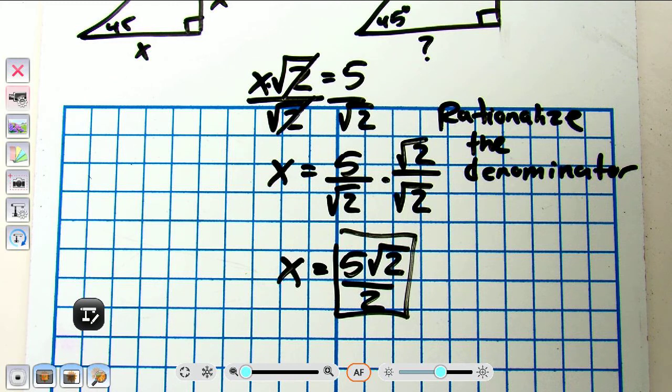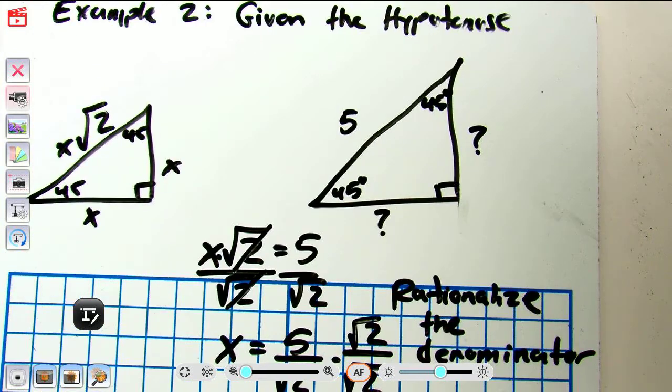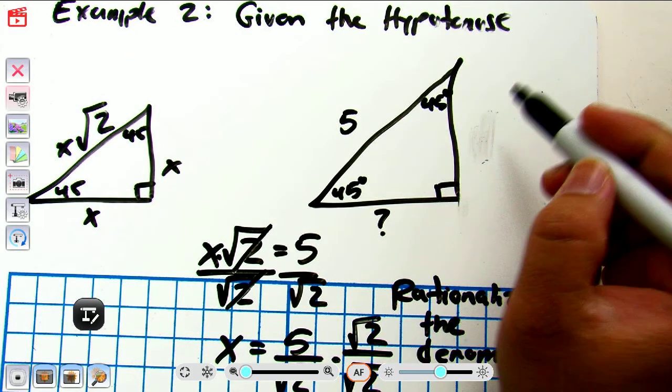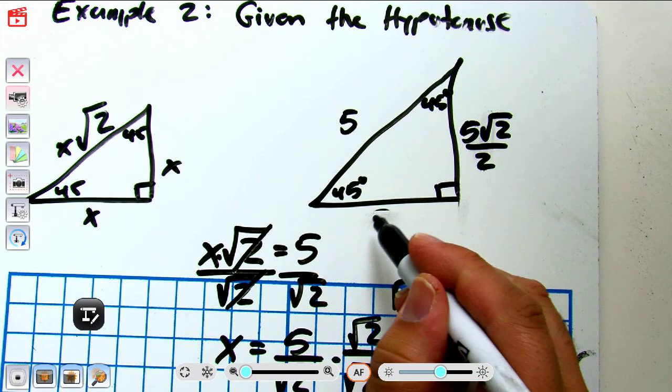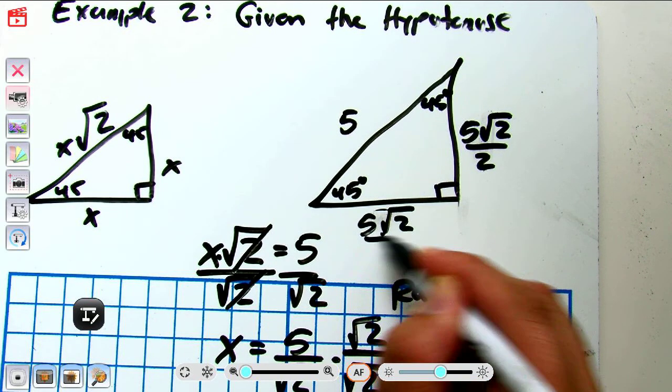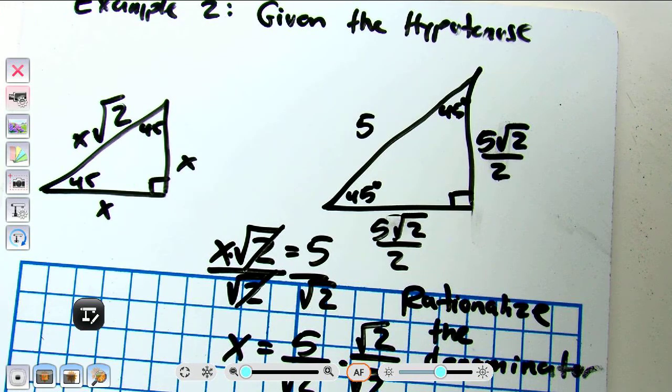So these sides right here, this is 5 square root 2 divided by 2, and this is 5 square root 2 divided by 2. And that is how we solve this given the hypotenuse.